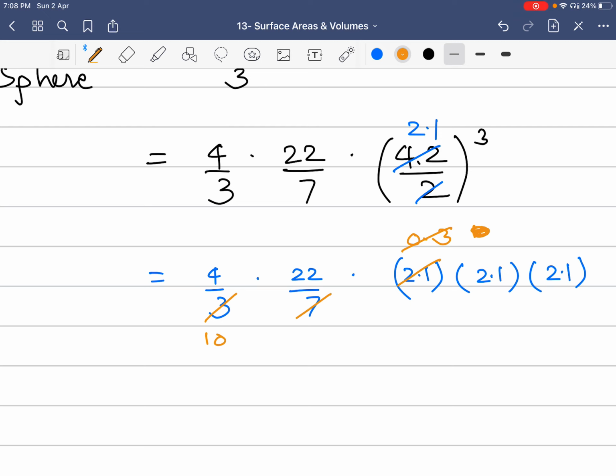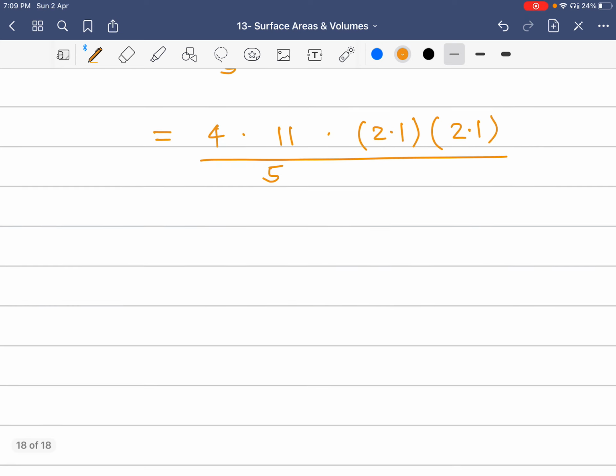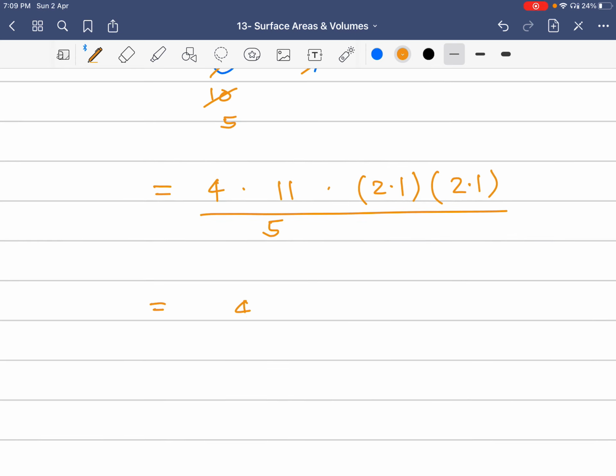We can further solve it. We can divide this by 2. So 2 into 5 is 10 and 2 into 11 is 22. Now let's simplify this a bit. What remains is 4 into 11 into 2.1 into 2.1, and this whole thing is divisible by 5. This is the volume of the sphere. So it will be 44 into 2.1 into 2.1, the whole divided by 5.